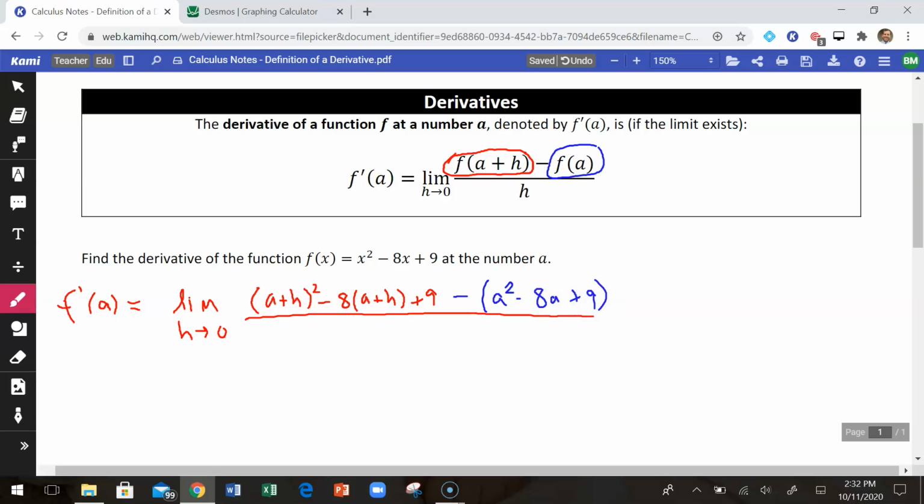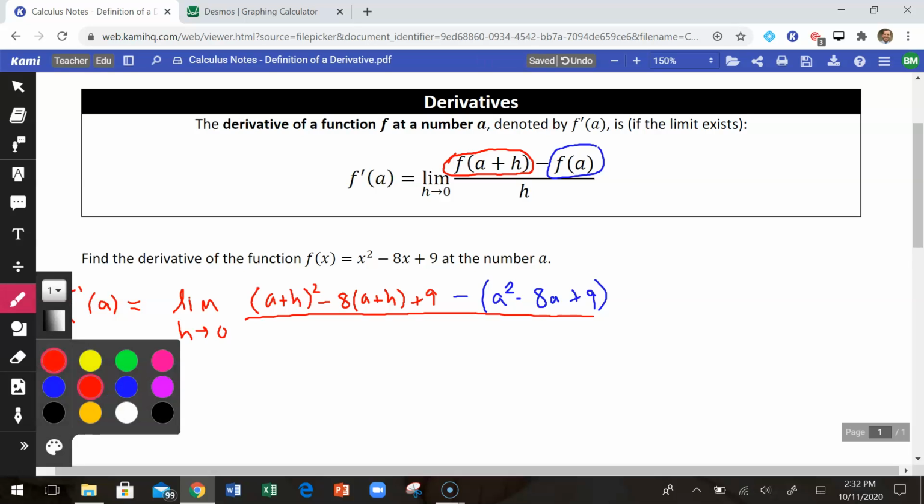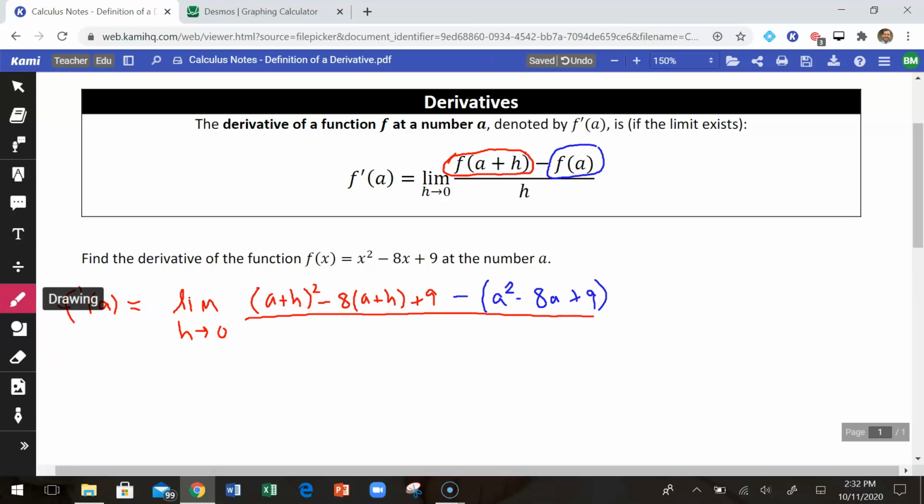Now notice how I put that in parentheses. I would encourage you to do that, because if you do not, you will forget to subtract that entire function, which means you'll forget to distribute this negative, and things will come out incorrectly. So make sure that when you subtract f of a, you subtract the entire function f of a by putting that in parentheses so that you can distribute that negative. And this is all over h.